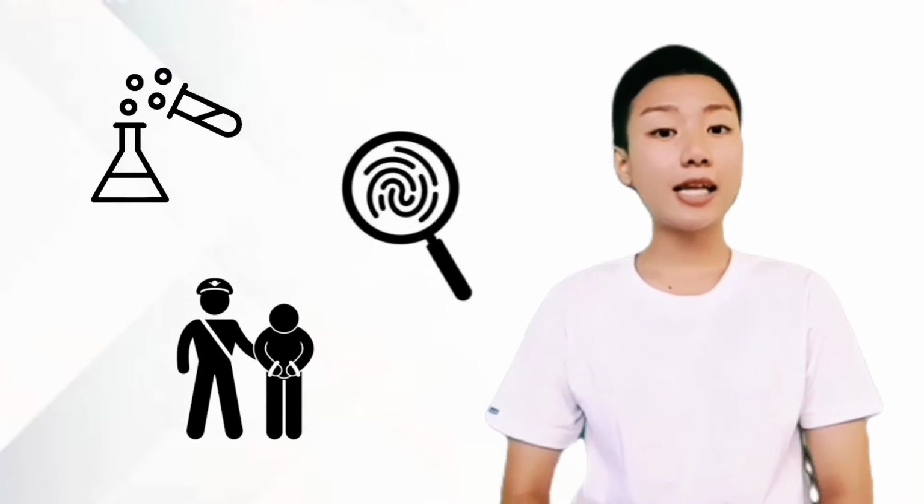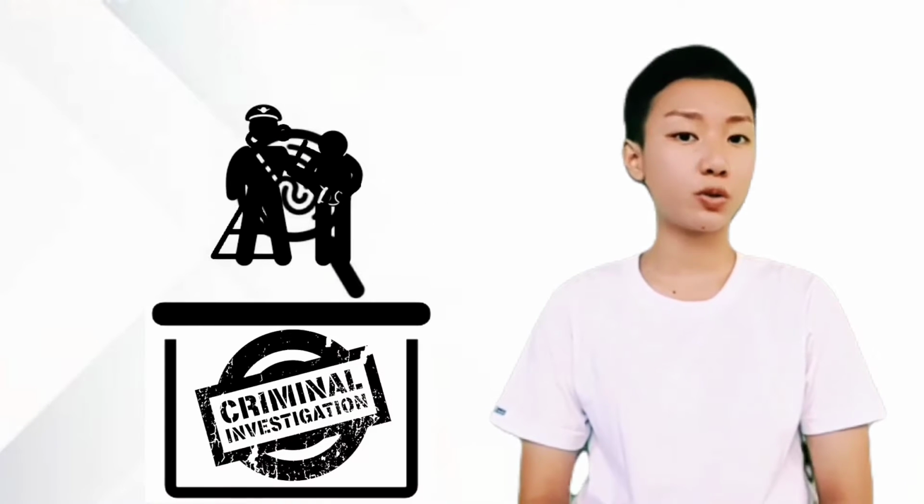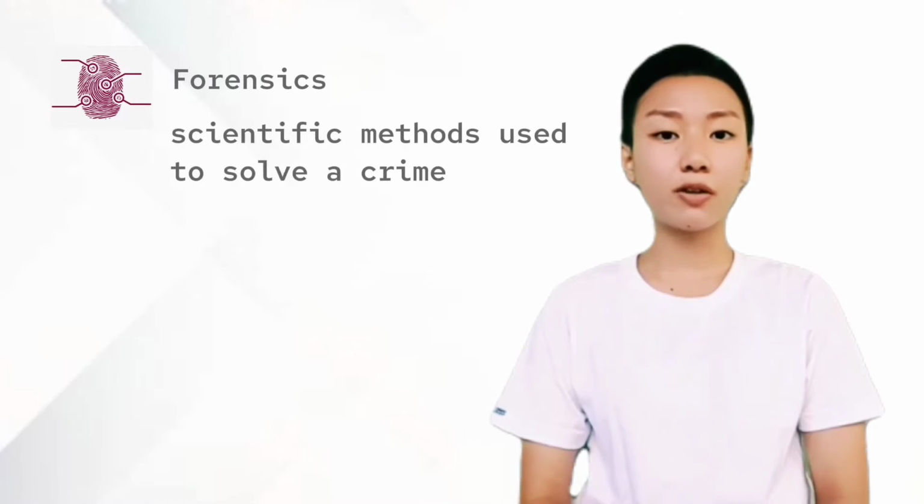Chemistry has always been an important part of forensic science, while forensic science is vital in solving a crime. That is why forensics through chemistry has always been a crucial tool in criminal investigation. Forensics are the scientific methods used to solve a crime.